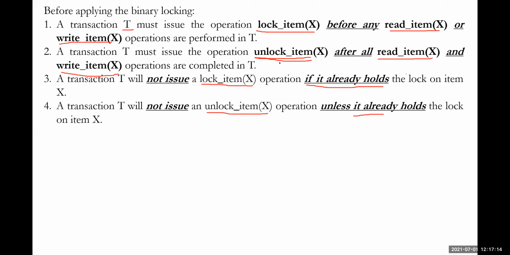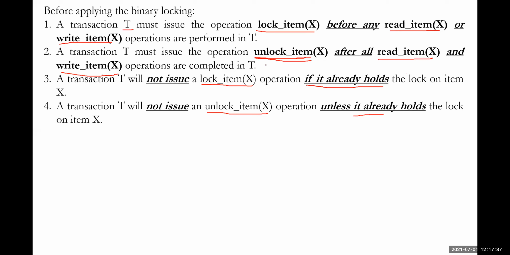And unlock is also not supposed to be issued if you have not acquired the particular lock. If you have not acquired the particular lock, then you are not supposed to give unlock there. If unlock is given, then obviously you will be put into deadlock mode forever. Okay, these are the 4 operations which we have to remember while the binary locking mechanism is happening here.